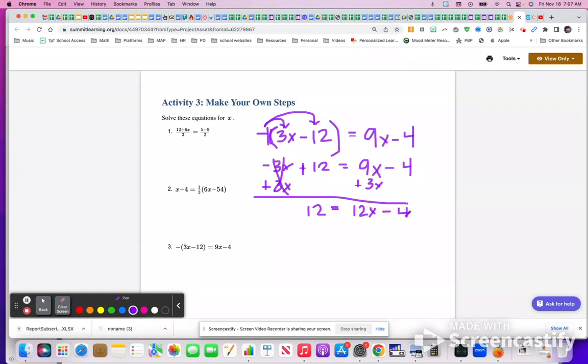And then the next thing I'm going to do is I think I'm going to try to get rid of this 4 because my goal is really to try to get the x by itself. That's kind of the number one goal, get x by itself. So I'm going to add 4 to both sides. And I end up with 16 on this side. And of course, that just goes away. And it's equal to 12x.